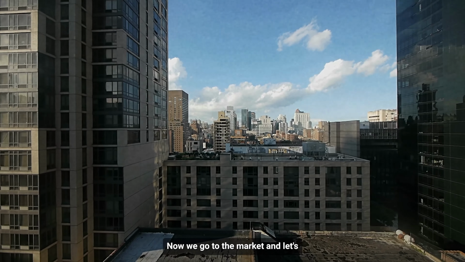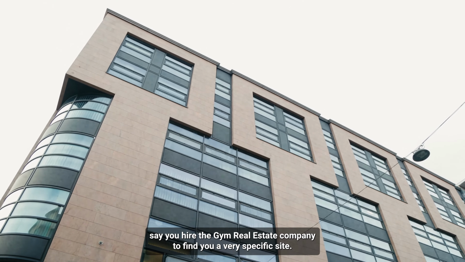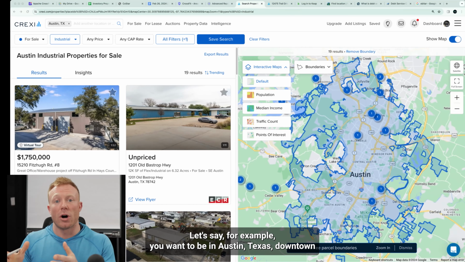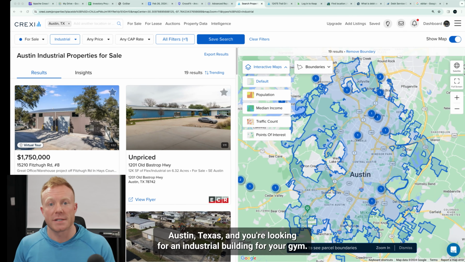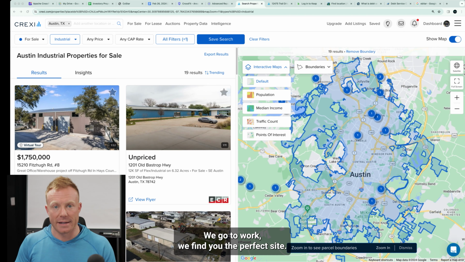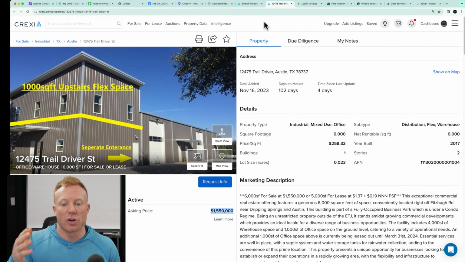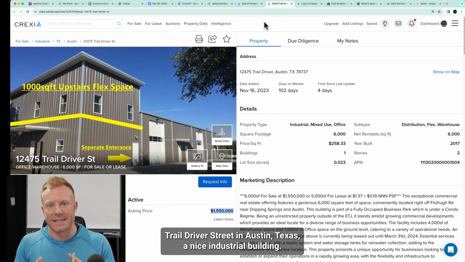Now we go to the market and let's say you hire the Jim Real Estate Company to find you a very specific site. Let's say, for example, you want to be in downtown Austin, Texas, and you're looking for an industrial building for your gym. We go to work, we find you the perfect site. And in this hypothetical example, we landed on 12475 Trail Driver Street in Austin, Texas.